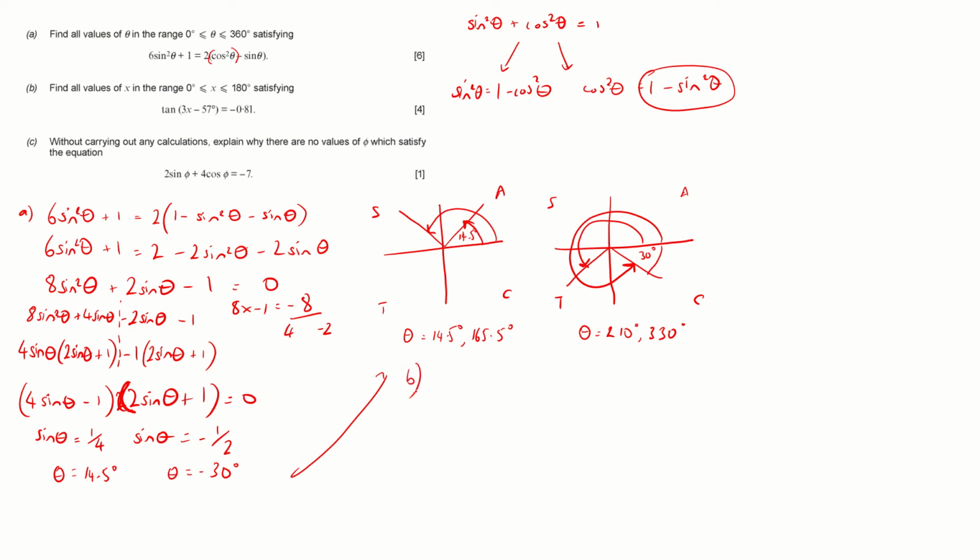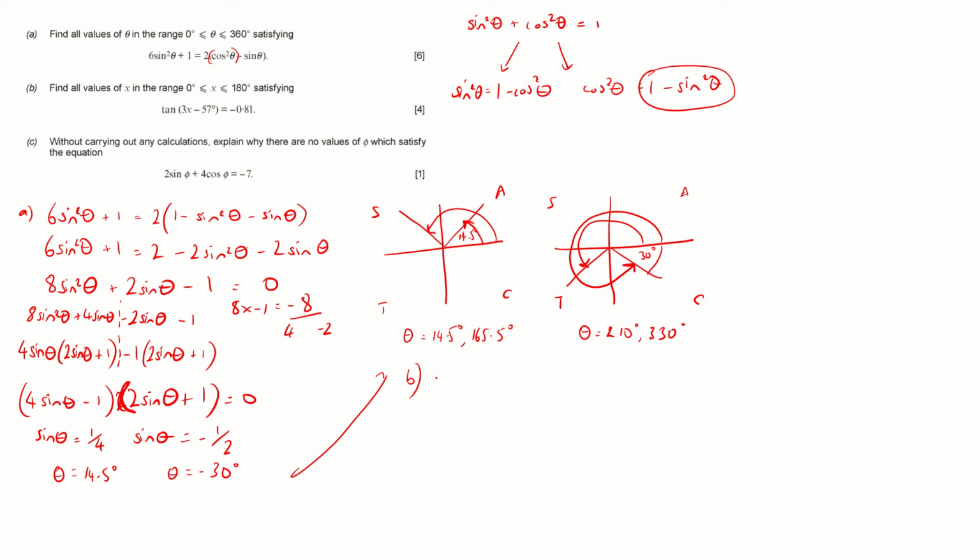Part B, we'll see if I can squeeze in here. Find all values of x in the range 0 to 180, so quite a small range, satisfying tan of this equals minus 0.81. Now, when it's not just x and it is something else within this bracket of tan, that means that we're going to have to do something to the range, first of all.